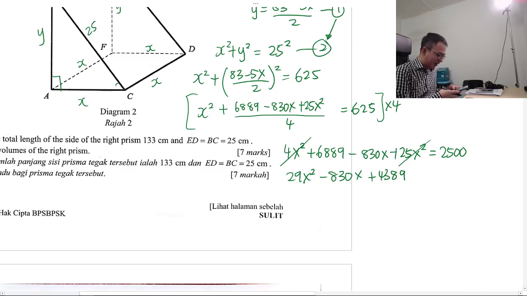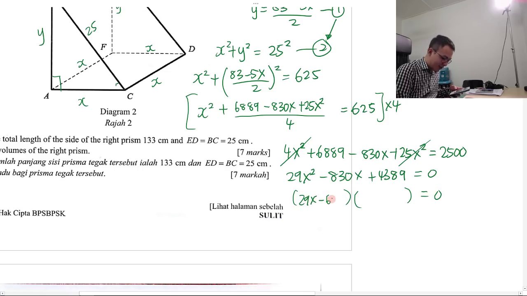Yeah, I get a quite nice number over here. So from my calculator, I should know this is 29x minus 627, and then this one should be x minus 7. So from here, I should get x equals 627 over 29. This one, x should equal 7.